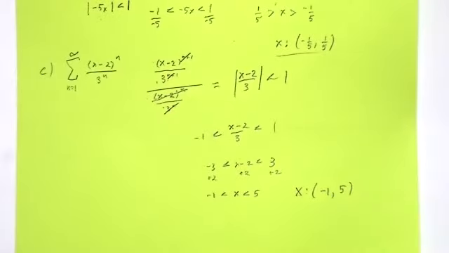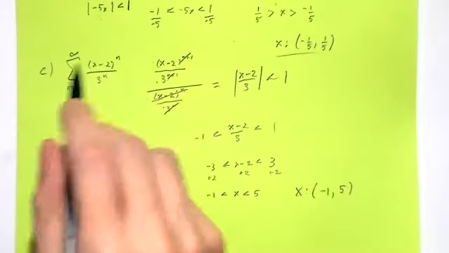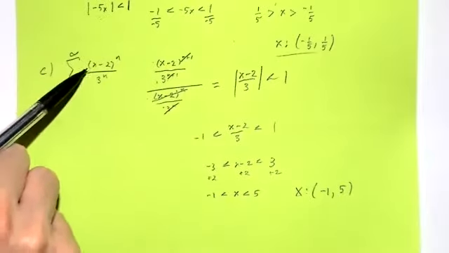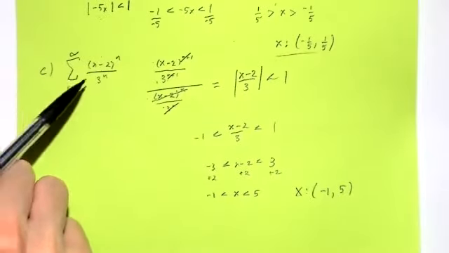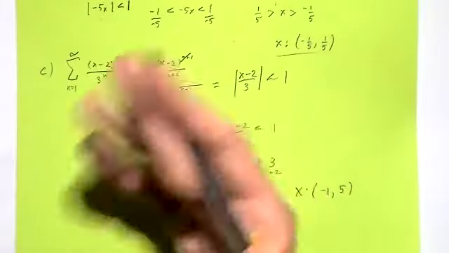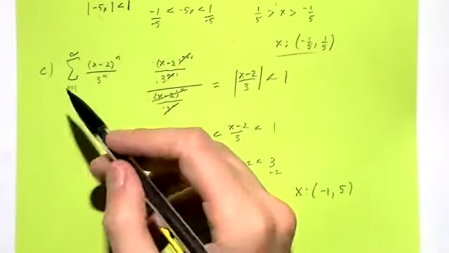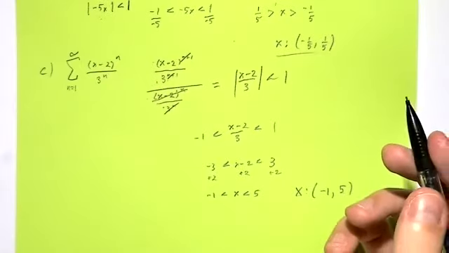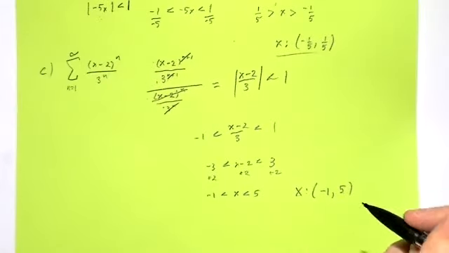And if we were to plug in each number, this is kind of where it becomes more important to actually plug in numbers. So if we were to plug in 5 to here, 5 minus 2 is 3. So we have 3^n over 3^n. So we would just get 1^n, or really just 1. So we'd just be summing 1 an infinite number of times. Clearly that doesn't converge.